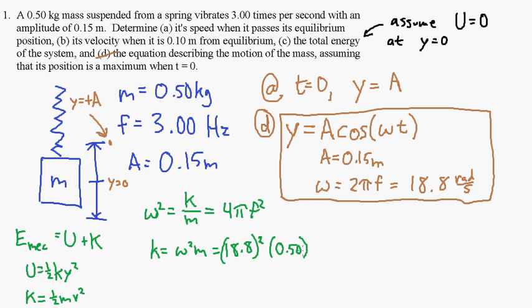So 18.8 squared times the mass of the system, which is 0.50. And let me just pop up the old phone with calculator in it, just like physicists through the ages have used. 18.8 squared times 0.5 gives us 176.7. So k equals 176.7, and the units on that are newtons per meter. And so then it's pretty easy.